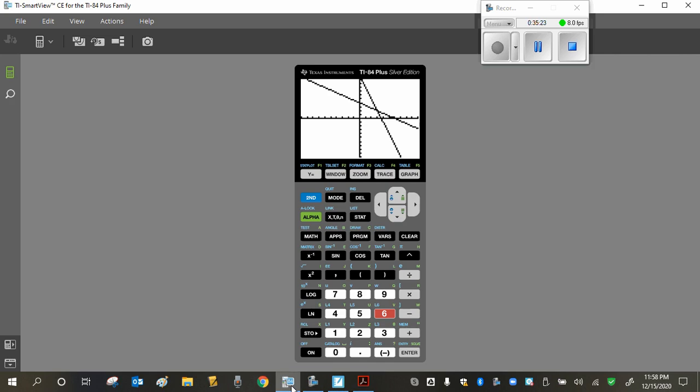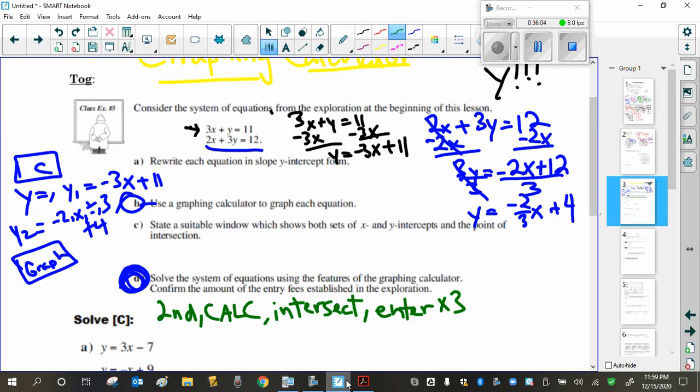So to show you the calculator, I go second, calculate, which is your trace button, calculate, and I see intersect number 5, or I can scroll down. I'm just going to put 5. And then you just press enter 3 times. 1, 2, 3. And it gives you 3, 2 as the solution. 3, 2. I'll do it again. Graph, you go second, calculate, intersect, which is 5, and then just enter 3 times. Enter, enter, enter. So 3, 2 is what we get.